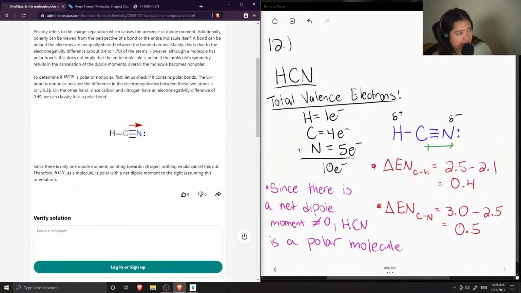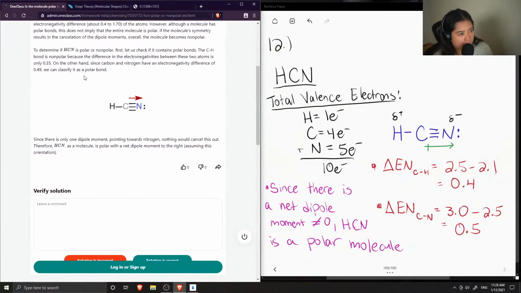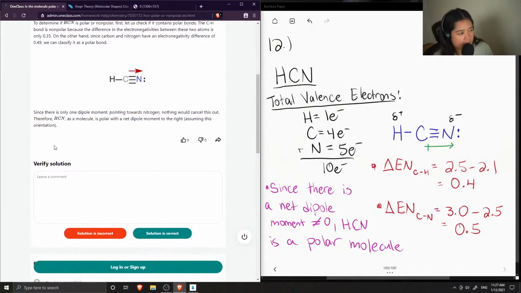So they used a much more accurate electronegativity value chart. So that is correct. And on the other hand, since carbon and nitrogen have an electronegativity difference of 0.49, we can classify it as a polar bond. Since there's only one dipole moment pointing towards nitrogen, nothing would cancel this out. Therefore, HCN as a molecule is polar with a net dipole moment to the right. Yep, so this solution is correct.